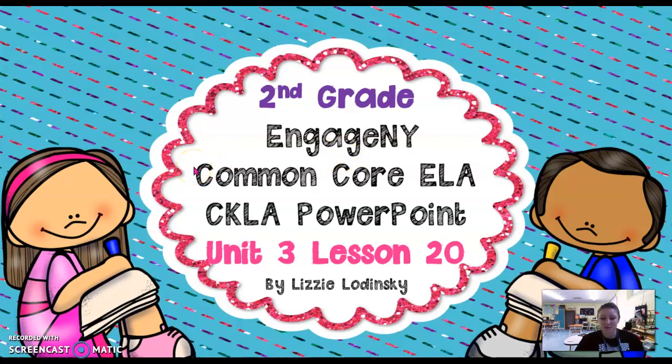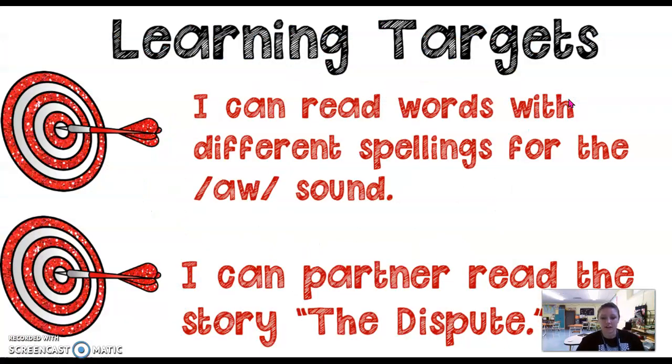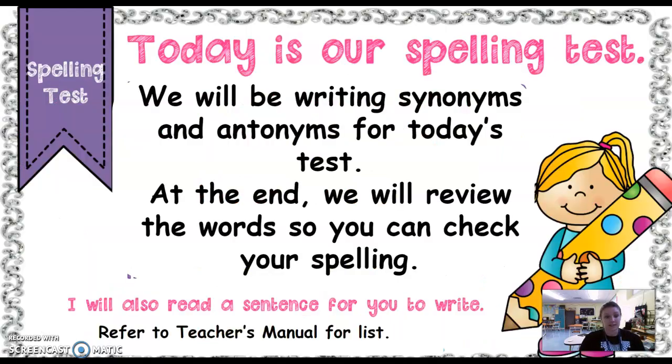Hi, second graders. We are working on Skills Unit 3, lesson number 20 today. Our learning targets: by the end of the lesson, we will be reading words with different spellings for the aw sound. We will read the story, The Dispute, and you will be taking your spelling assessment today. Today we are writing synonyms and antonyms for the test.